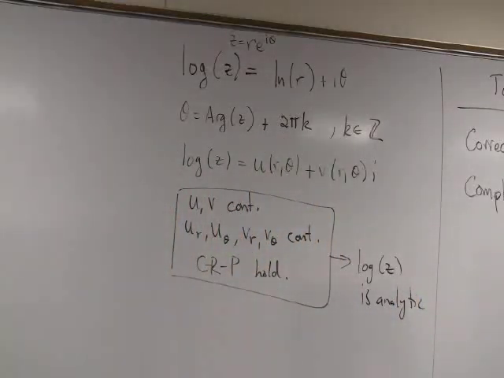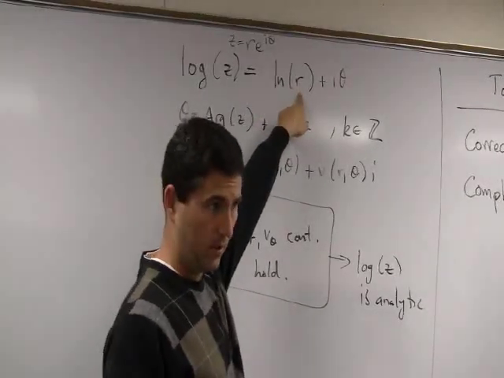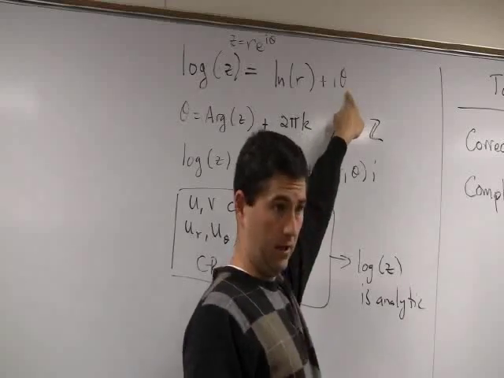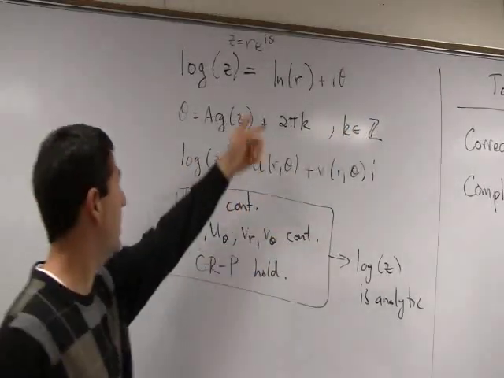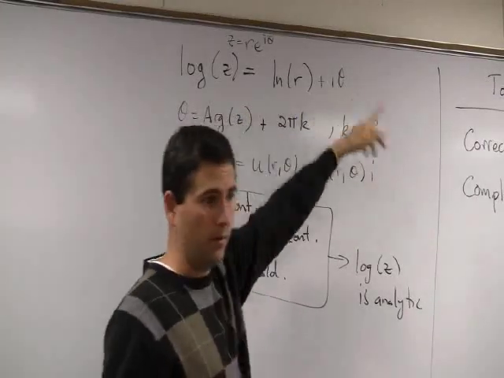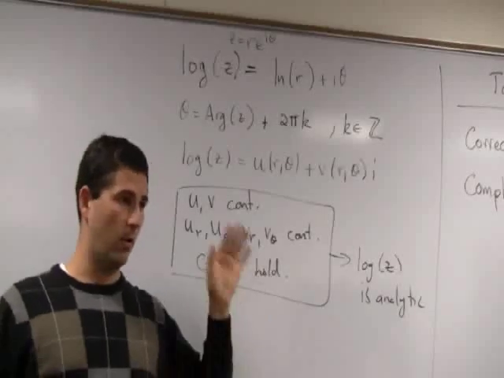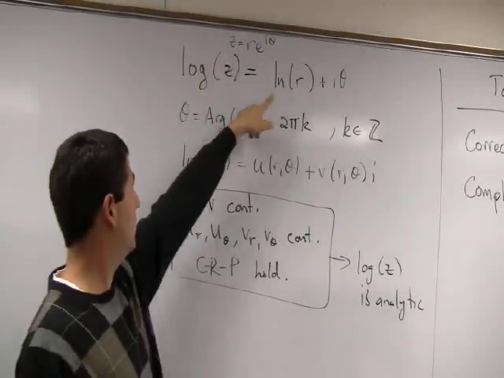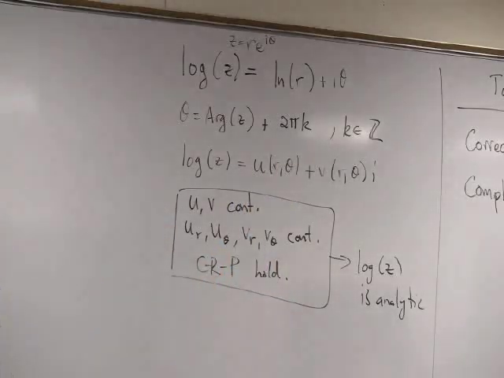And I said clearly ln of r is continuous, theta is continuous, the partials, right, which were 1 over r and 1, those are continuous. We checked the Cauchy-Riemann equations and they held. Therefore, except at 0, where this isn't defined because you can't have ln of 0, we're happy, right? So this thing is analytic everywhere. Any problems with that? There should be.